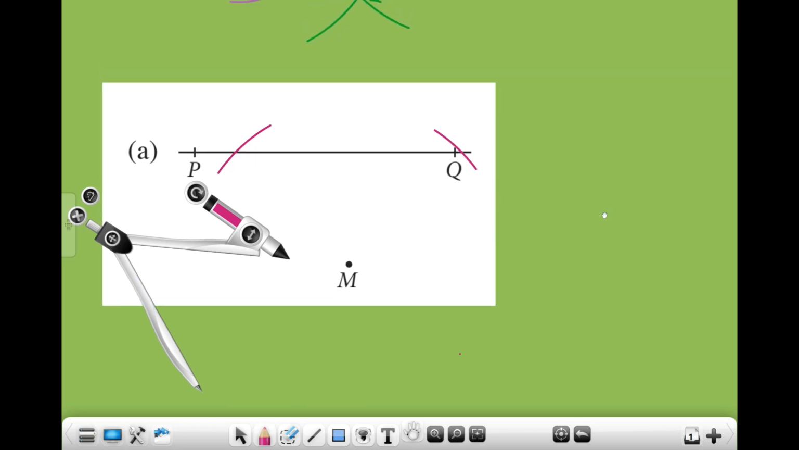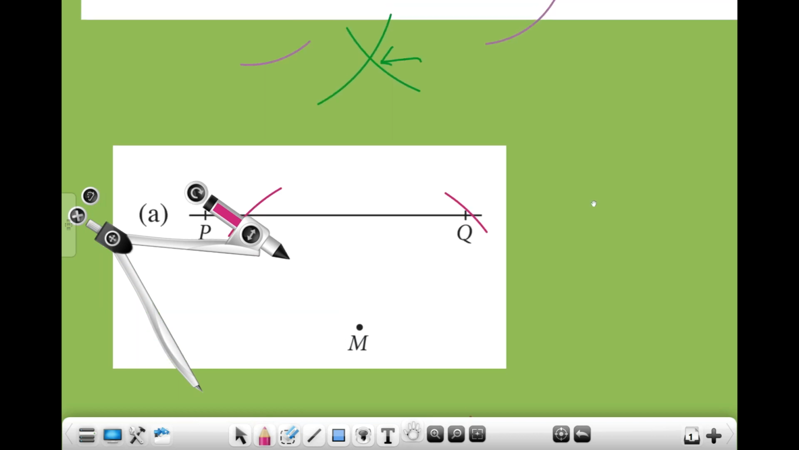I rub off the top part first. It doesn't look nice. Let me know if you have done. Done.